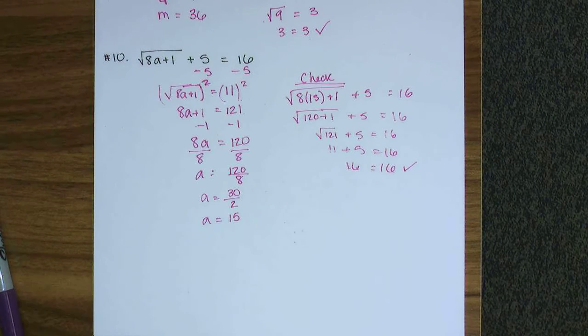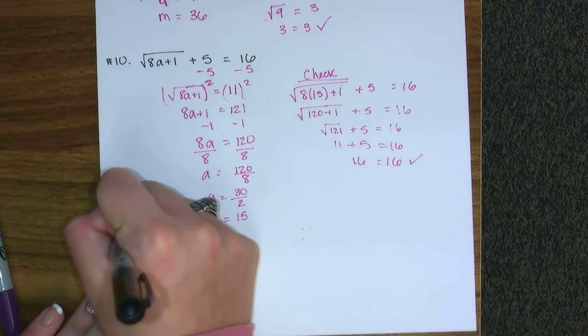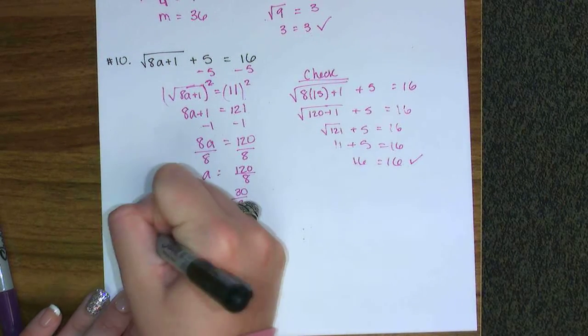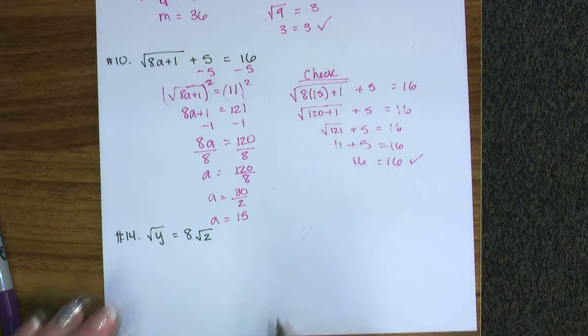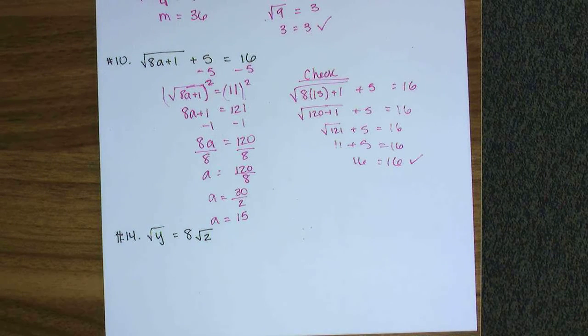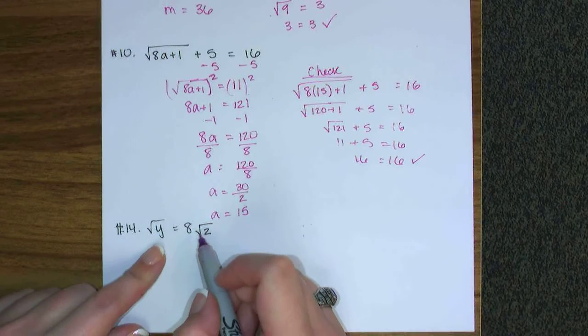So we'll do one last problem here, just because I'm not sure that you have seen one like this. Number 14. Square root of y is equal to 8 square root of 2. You may be wondering, what do I do with this? Because I'm used to having radicals on both sides, or a radical on one side and a number on the other side. But we're going to follow the same procedure.